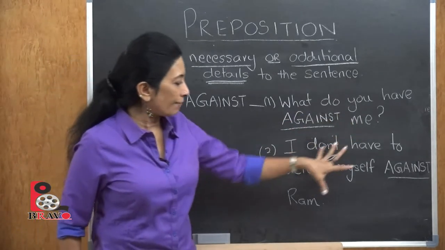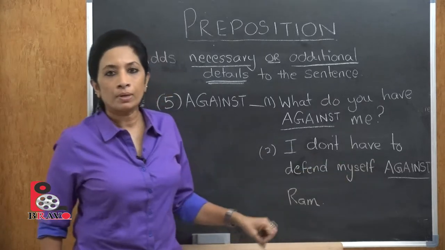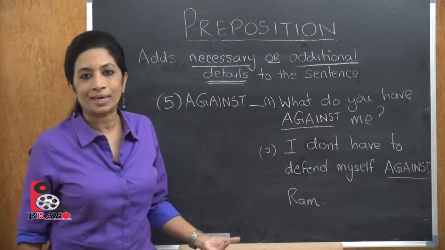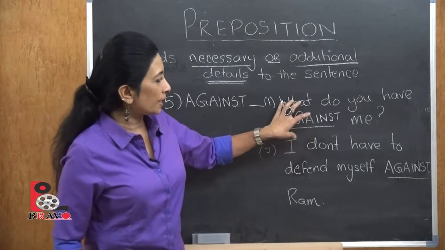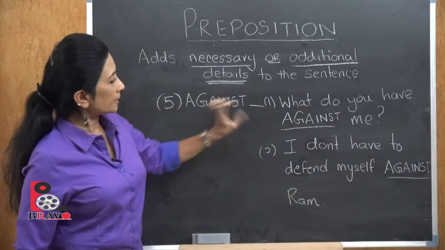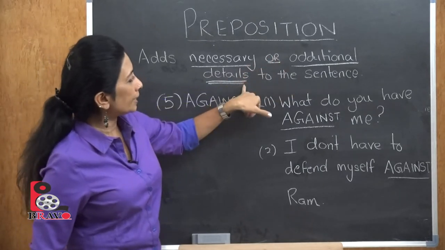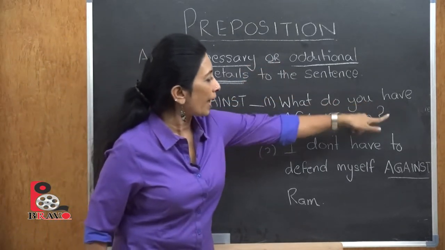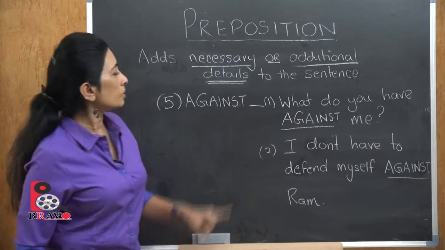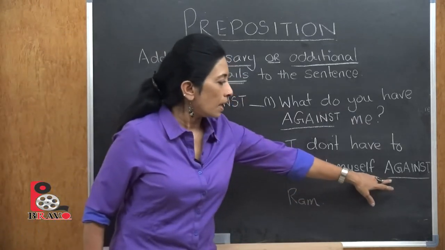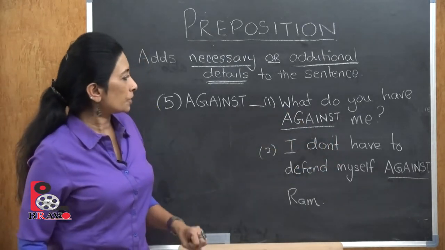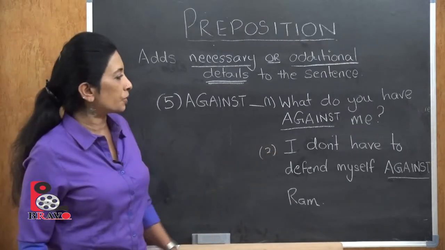Second one, I don't have to defend myself against Ram. So there's a problem between you and Ram, but you are so confidently saying, I don't have to defend myself against Ram. So the word against is used here in a question format, here in a statement format. So the word against, it gives an additional detail to the sentence. So what do you have against me? I don't have to defend myself against Ram. So it's a necessary statement she's making here, saying, I'm so confident of myself, I don't have to defend myself against Ram.